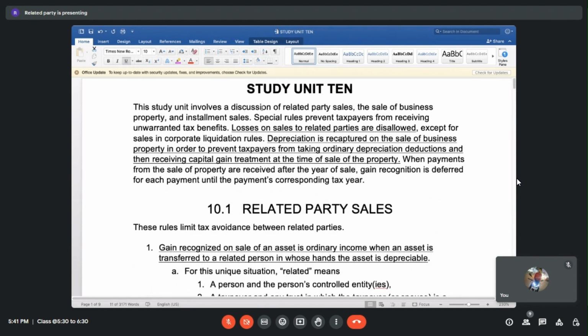Okay, this study unit involves discussion of related parties, sale of business property, and installment sales. That's the third part of this unit, installment sales. If the entire sale amount is not coming in one shot and it's spread over different tax years, then how do we take gains on that, or losses, whatever that is? There are some special rules that prevent taxpayers from receiving unwarranted tax benefits, meaning any unfair tax benefits. So that's why those rules have been created.